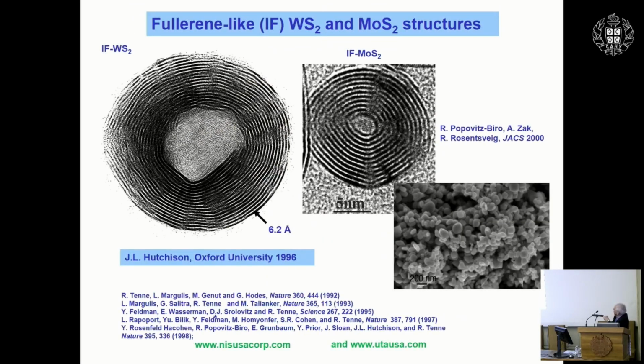Here is a picture of some of the first early fullerene-like structures. These are the equivalent of the 0D C60, but they are not quite, because they are much larger, there are many layers, and they have many defects. But the important point here is that each layer is folded on itself. Each black line is a layer of tungsten disulfide or molybdenum disulfide, and they form a hollow closed structure.